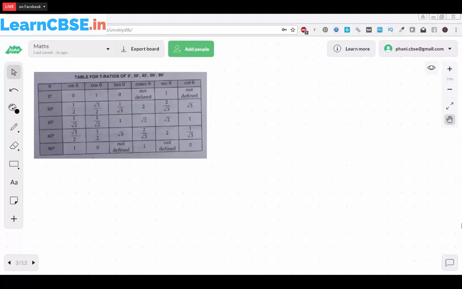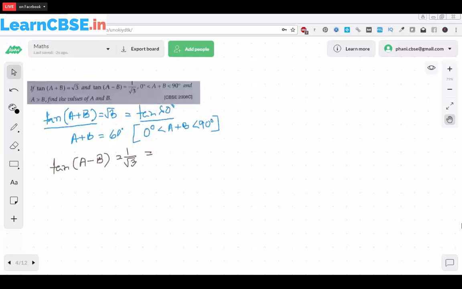So we will write tan 30 here. If you compare both sides, a-b equals 30 degree. Now this is equation 1 we are taking, a+b equals 60 degree, and here we should write a is greater than b. And this is the equation 2 we have, a-b equals 30 degree.